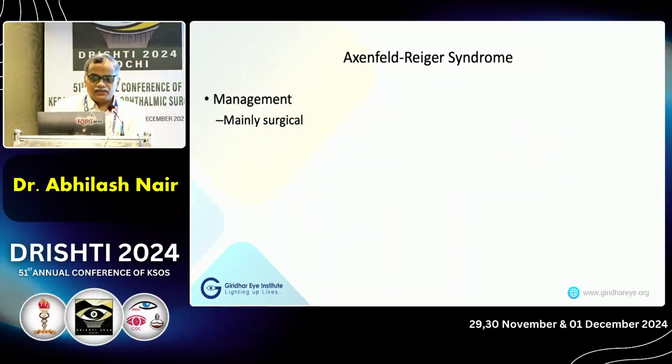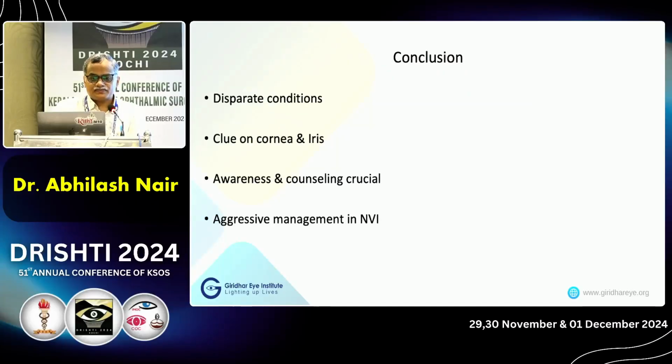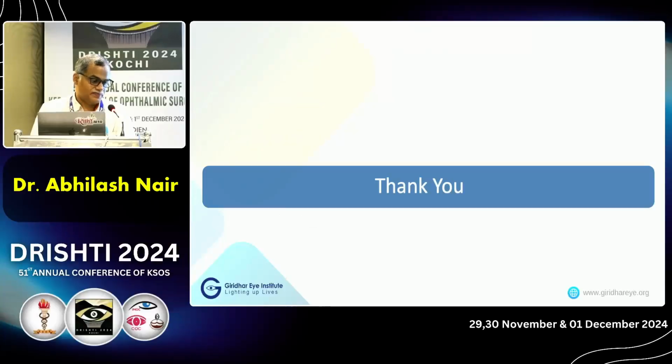Yeah, as in any childhood glaucomas, you need to manage it surgically. So, in conclusion, various conditions have the same features of angle closing, peripheral anterior synechiae, secondary. The clue lies in the cornea and the iris. So, be careful. You have to counsel the patient that they may develop glaucoma later on. And in case of NVI, you need to manage it aggressively with your retina consultant.